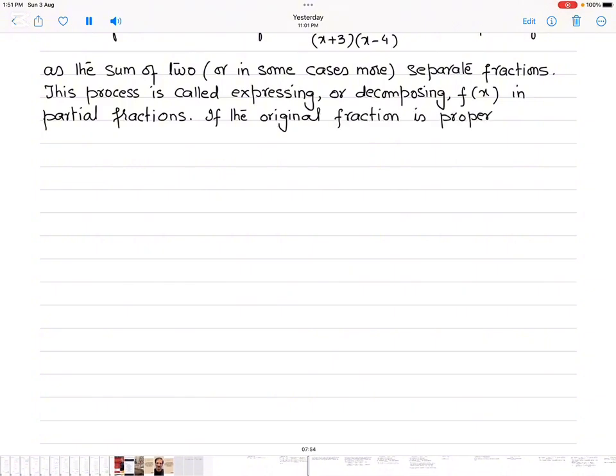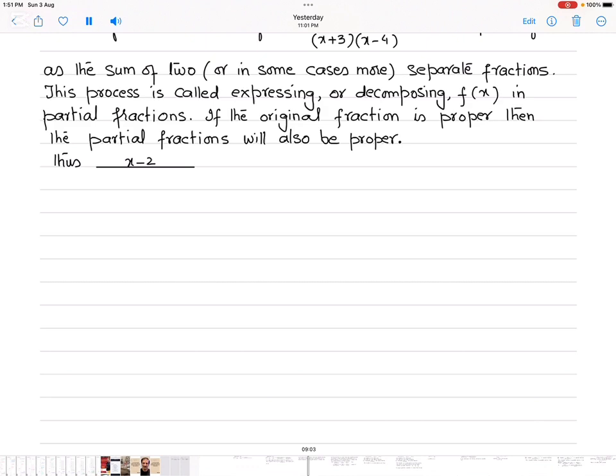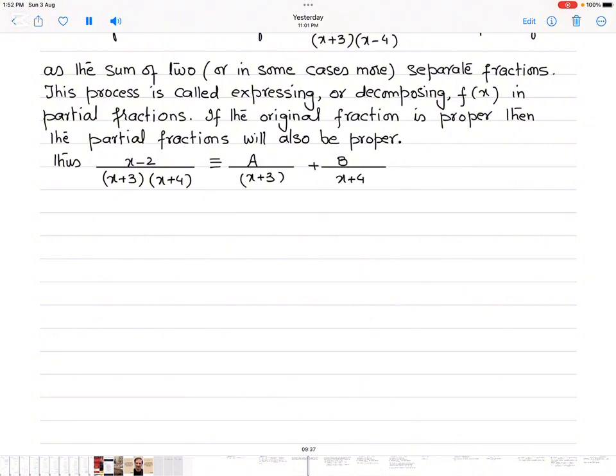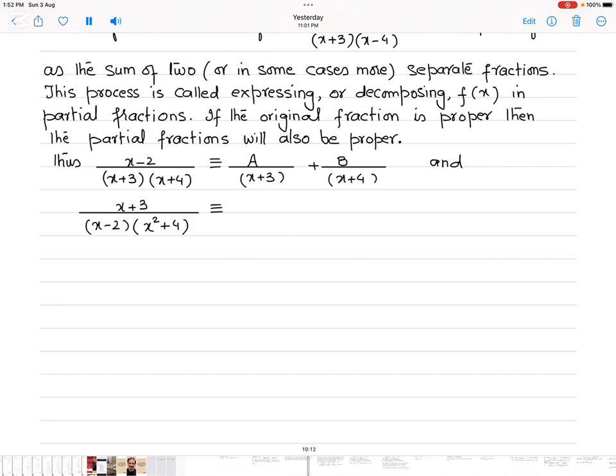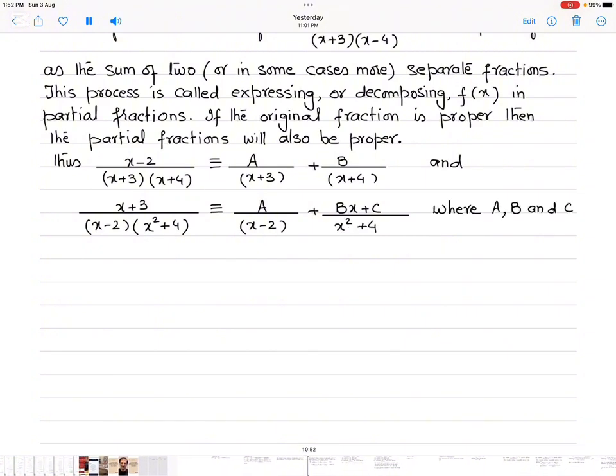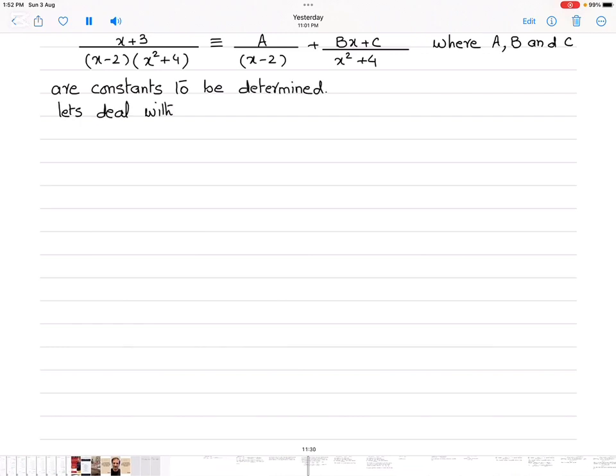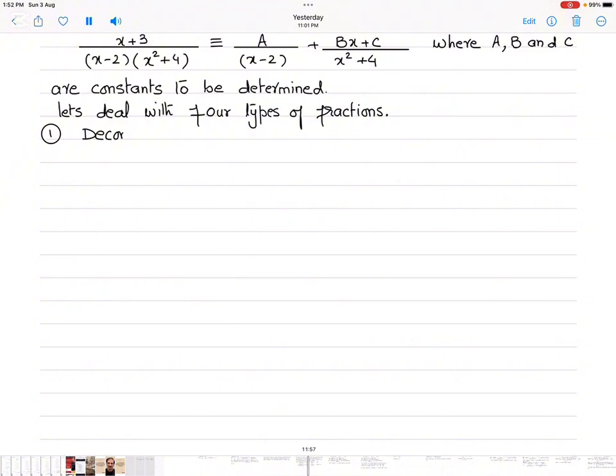If the original fraction is proper, the partial fractions will also be proper. Thus, x minus 2 over x plus 3 times x plus 4 is identical to a over x plus 3 plus b over x plus 4. And x plus 3 over x minus 2 times x squared plus 4 is identical to a over x minus 2 plus bx plus c over x squared plus 4, where a, b and c are constants to be determined. Let's deal with four types of fractions.